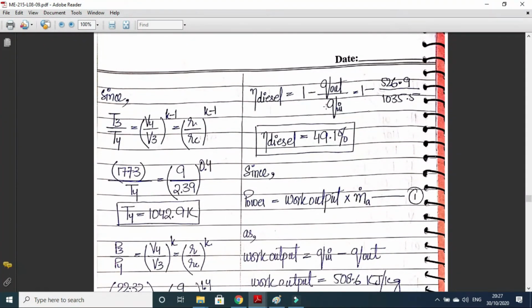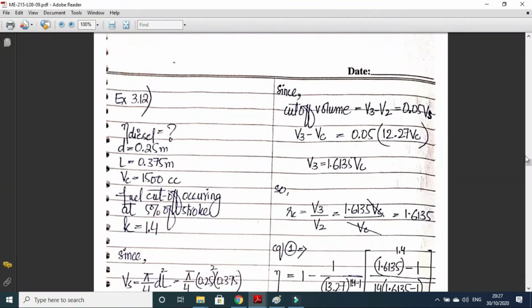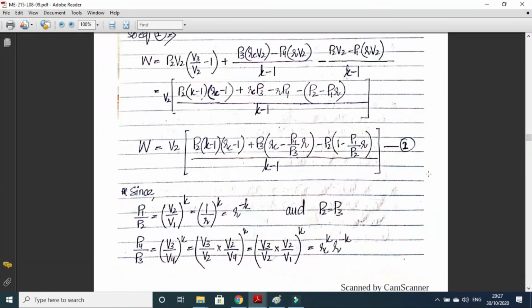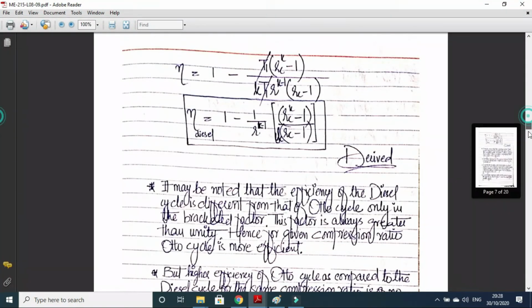So once we know the Q out and Q in, we can calculate the diesel efficiency. The efficiency of the diesel cycle is 49.1%. If we use this formula of the efficiency, we will get the same answer. You can check.